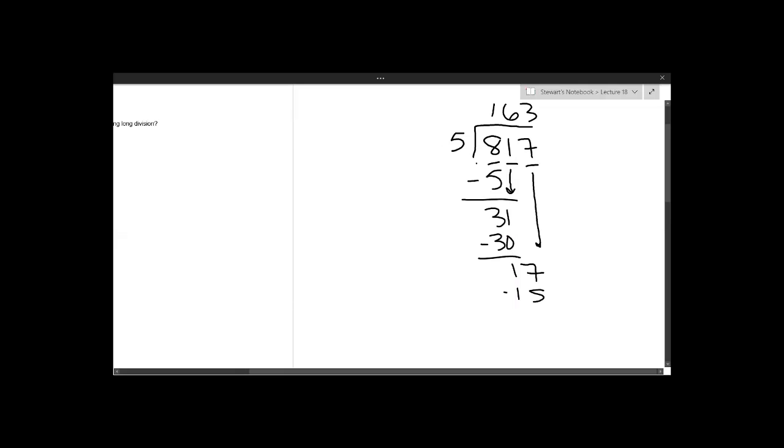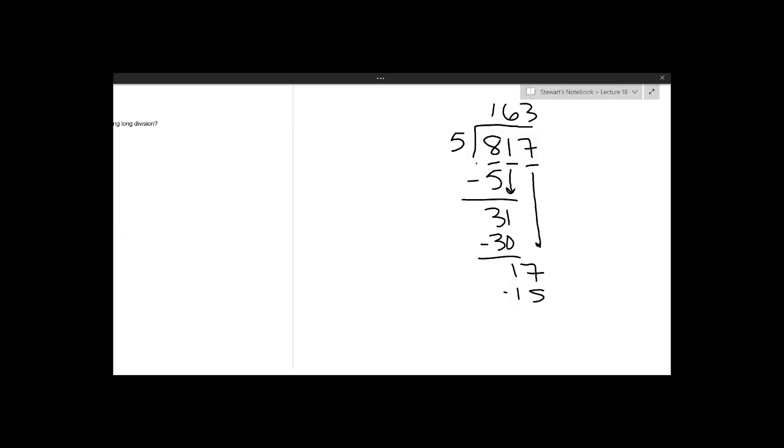And then this gives us a remainder of 2. So our answer would be 163 remainder 2.